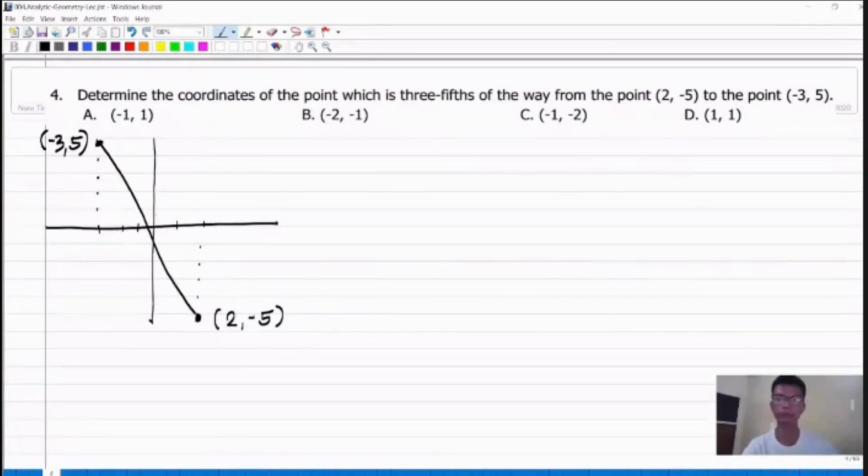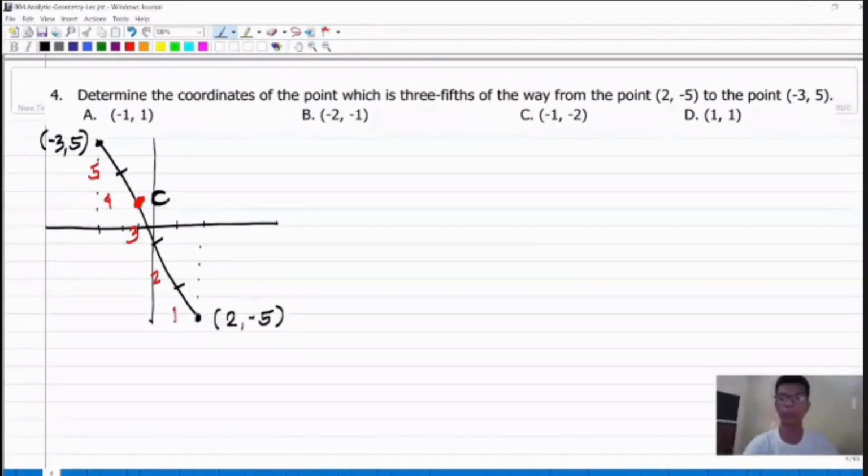So kung hahatiin natin sa 5 ang ating line segment, let's say na una, pangalawa, pangatlong hati, ganito. So meron tayong 5 divisions. 1, 2, 3, 4, 5. So, yung daw point na naghahati is 3/5 of the way from this starting point. Diba? Ang starting point natin is (2, -5). So, nandito ang ating point of division. Sabihin natin point of division C. Ano daw itong coordinates ng point na to?